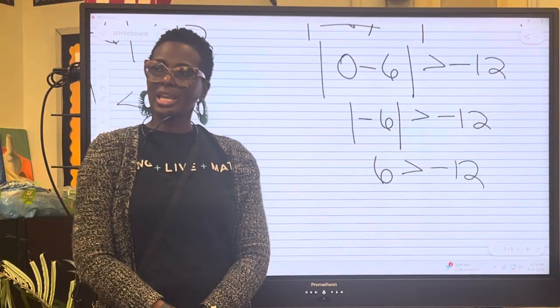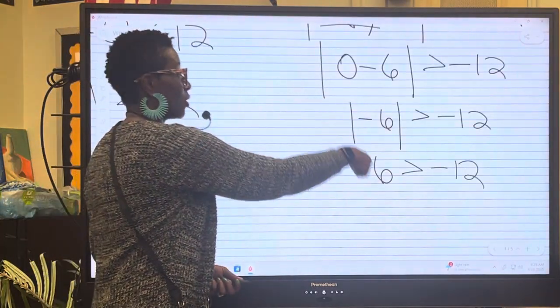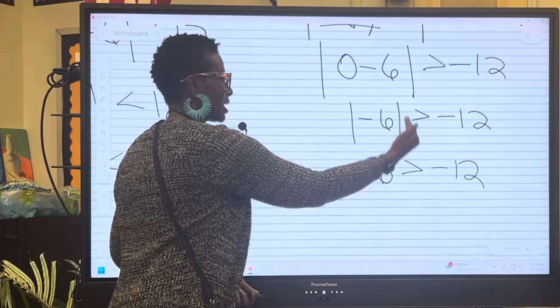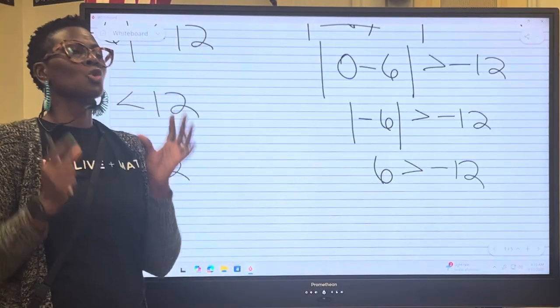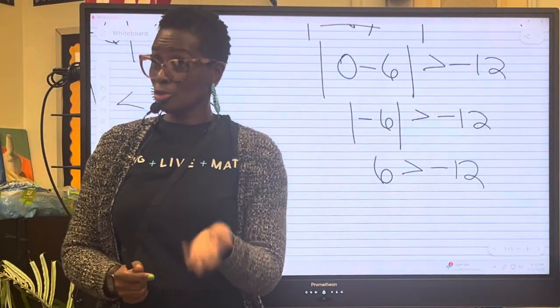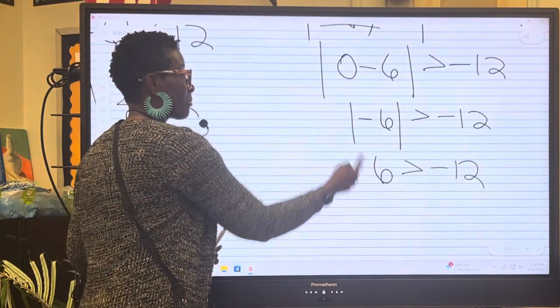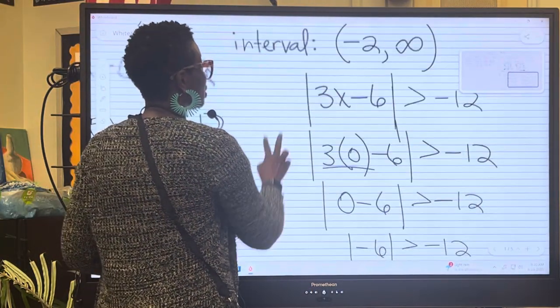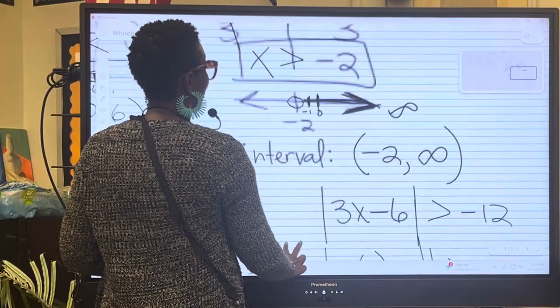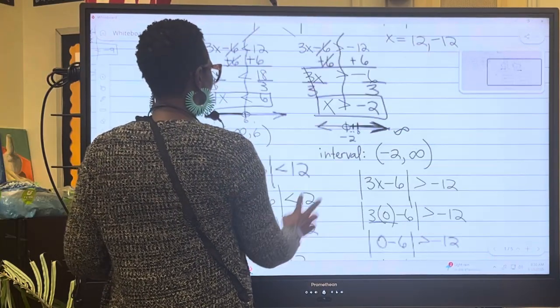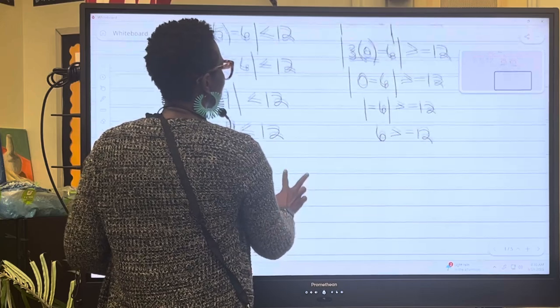When we plugged in 0, we ended up with this sentence. 6 is greater than negative 12. True or false? True. Positive numbers are always greater than negative numbers, right? So did 0 make my sentence true? So that means I shaded in the correct direction. Is everybody following? Yes? All right.